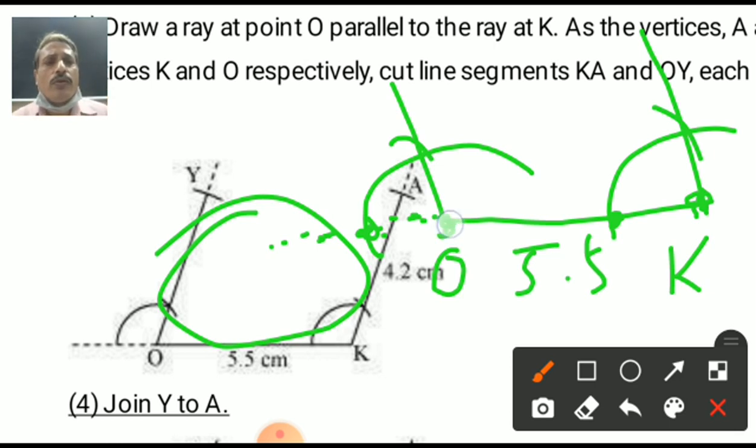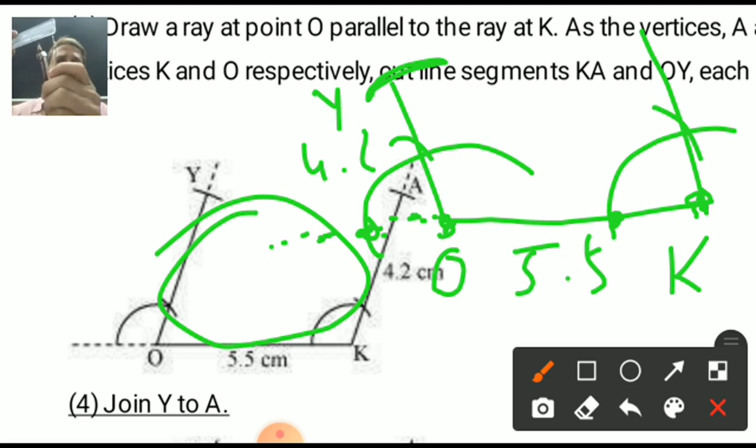Now O to Y, the distance up to here is 4.2 centimeter. Student, how to get this one? By cutting this way with the help of a pair of compass and scale. Take the measurement 4.2 centimeter. Student, adjust 4.2. Is it or not? Yes, 4.2. Now put the point on O and cut our drawn line at Y. Did you get it, beta? Is it visible? My face is also there. My pair of compass is also there.